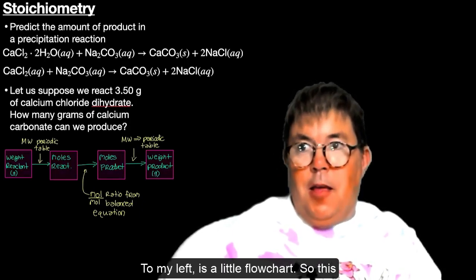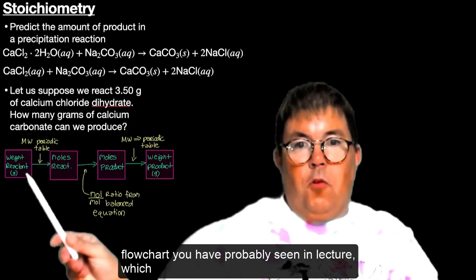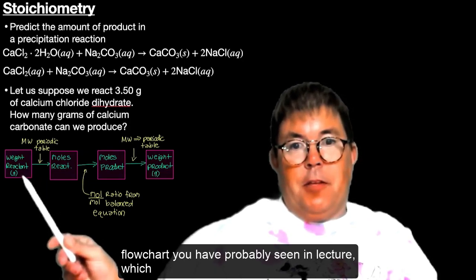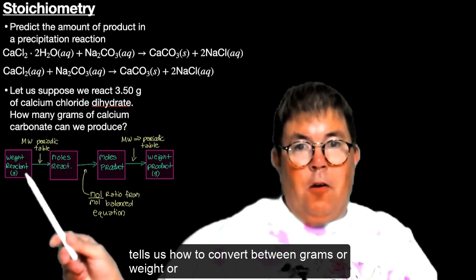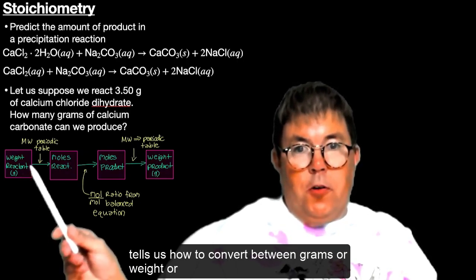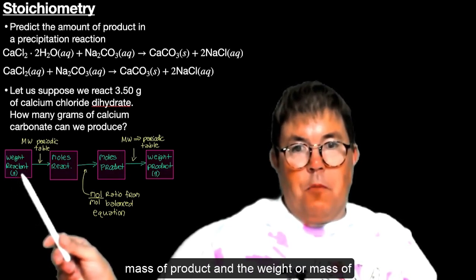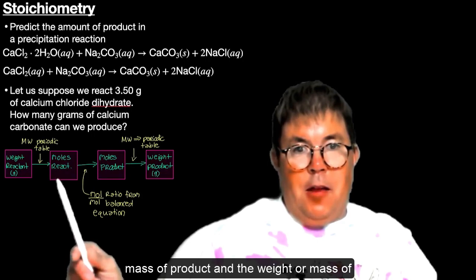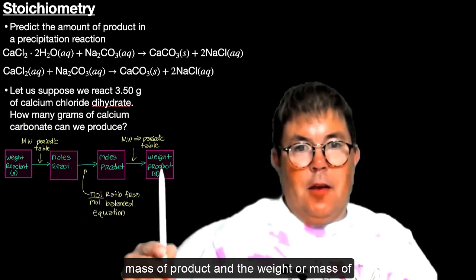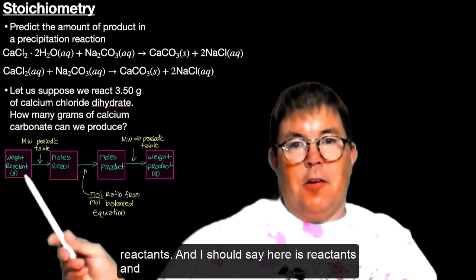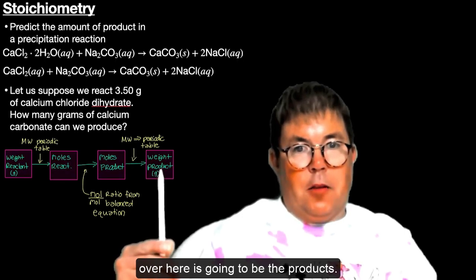To my left is a little flow chart. So this flow chart you have probably seen in lecture, which tells us how to convert between grams or weight or mass of product and the weight or mass of reactants. And I should say here is reactant and over here is going to be the products.